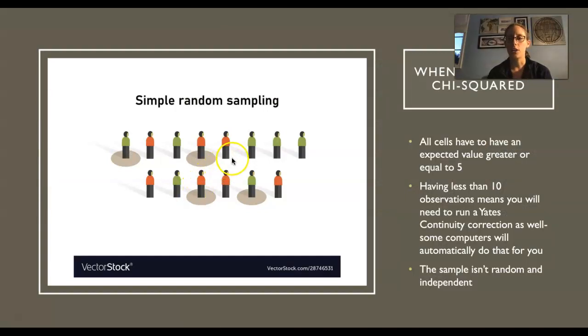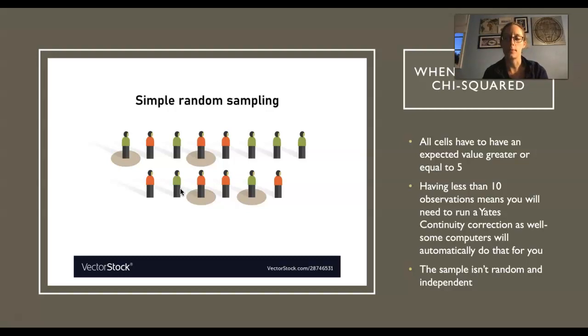So when can you not use a chi-squared test? All of your cells have to have a value greater than or equal to 5, and if you have less than 10, you still have to run something called a Yates continuity correction, which most computer programs will do for you on their own.